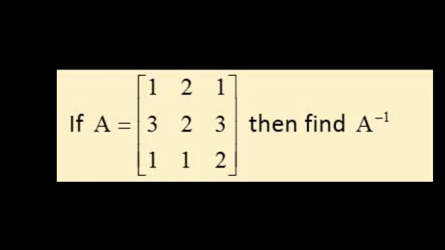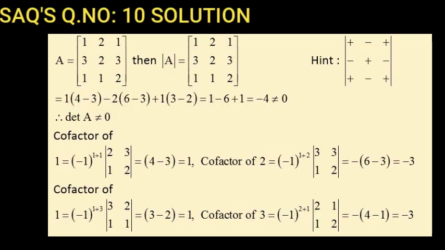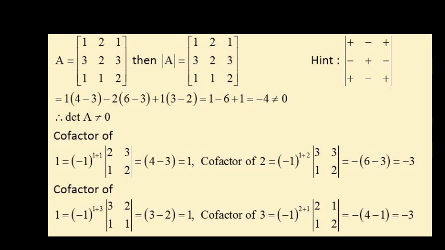Okay, next one is, if A is equal to 1, 2, 1; 3, 2, 3; 1, 1, 2, then find A inverse. Okay, again A inverse is equal to adjoint A by det A. First we find det A. Det A is equal to det of 1, 2, 1; 3, 2, 3; 1, 1, 2. Okay, by using the first row, expanding this determinant, its value is minus 4, not equal to 0.